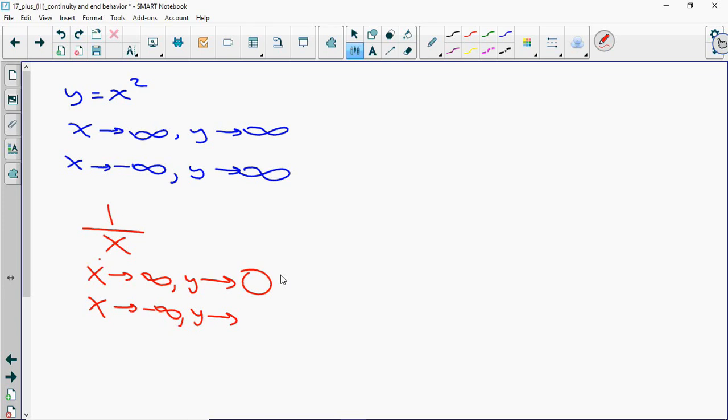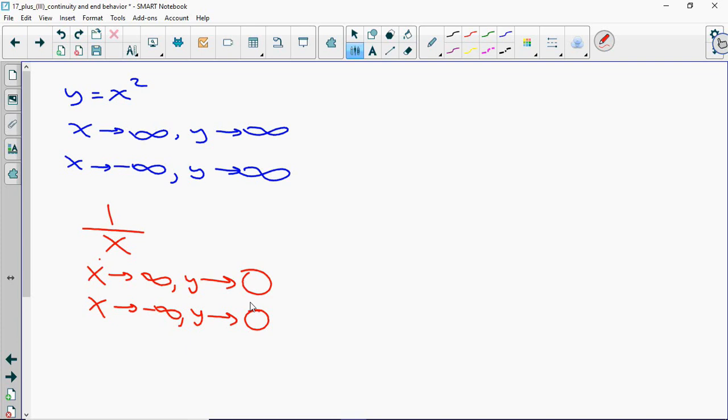And likewise, as x approaches negative infinity, I almost said something mathematically incorrect there. Thank goodness I stopped myself. As x approaches negative infinity, then I have, again, 1 divided by a really, really large negative number. y is going to approach 0. It's going to still be like a negative value, but it's going to be really, really close to 0.